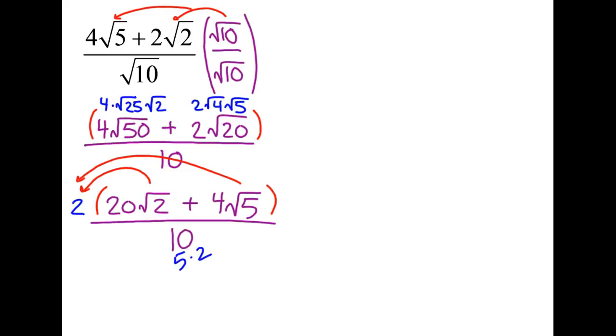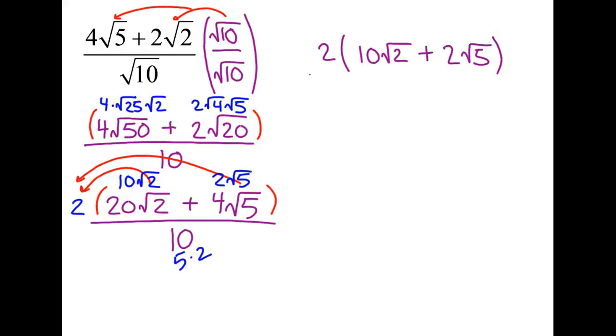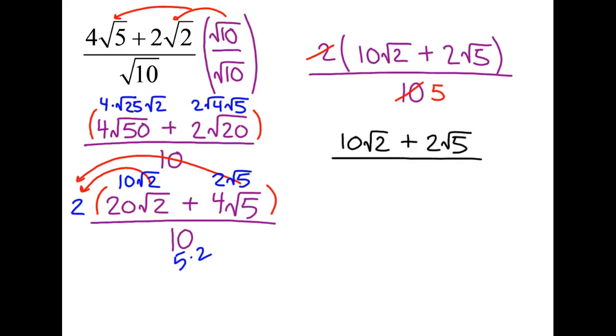So if I take a 2 out of there and I undistribute, what's left is 10 root 2. And if I take a 2 out of here, what's left is 2 root 5. I'm doing the distributive property backwards. So now I have 2 factored out, and inside parentheses 10 root 2 plus 2 root 5, all over 10. The whole purpose of doing that was to be able to reduce that 2 with some of this 10, and that will leave 5 left. So really, the best we can do here is 10 root 2 plus 2 root 5 all over 5.